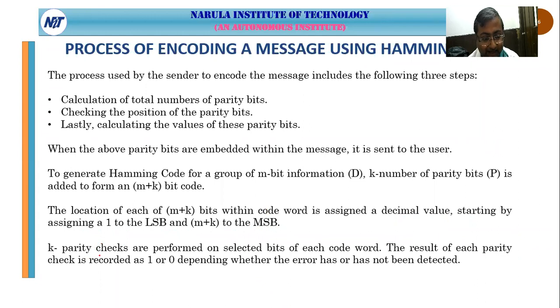So now k parity checks are performed on the selected bits of each code word. The number of parity bits should be k. So there are some conditions, I will come to them later. The result of each parity check is recorded as a 1 or 0 P value. What is the value of P? It may be 0 or may be 1, depending on whether the error has or has not been detected.